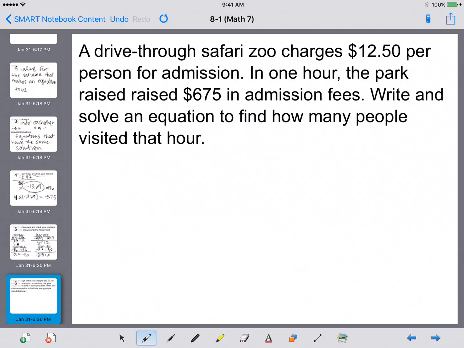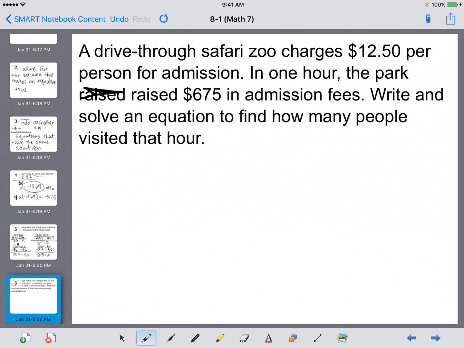Our word problem is a drive-through safari charges $12.50 per person for admission. In 1 hour, the park had raised $675 in admission fees. So write and solve an equation to figure out how many people visited that hour.